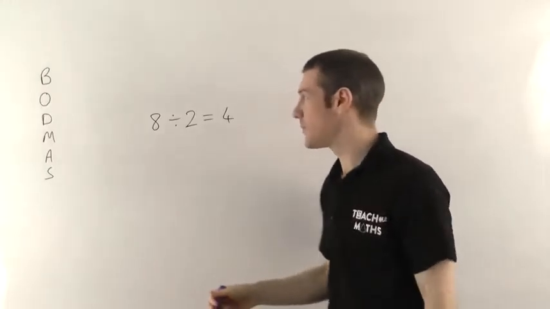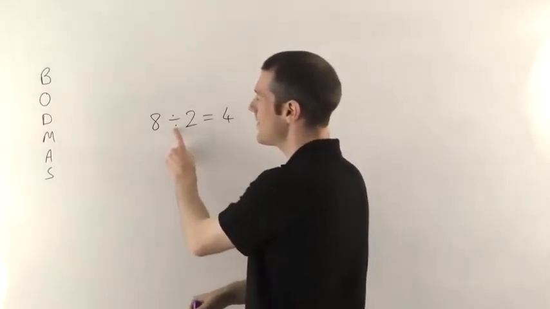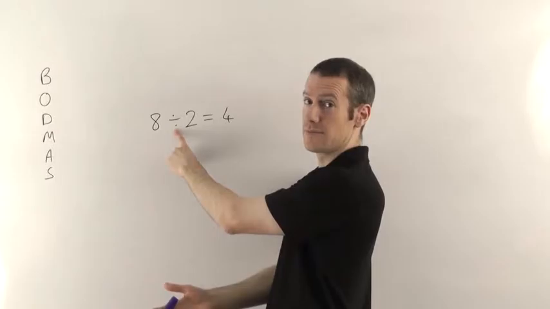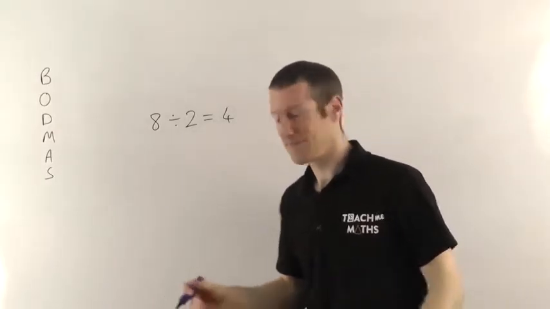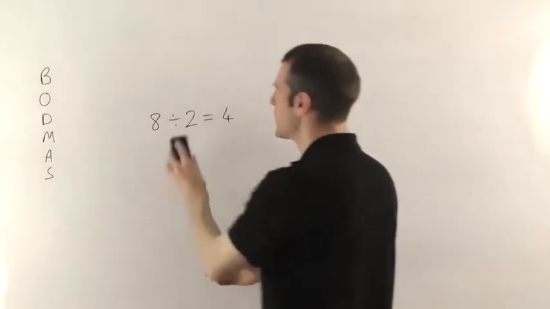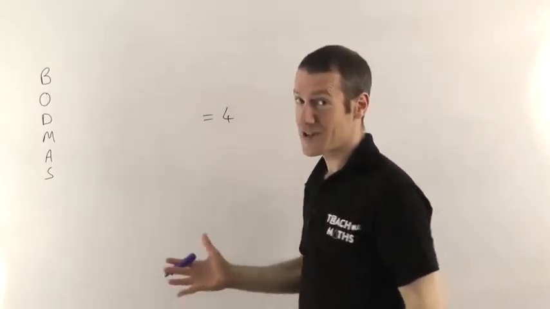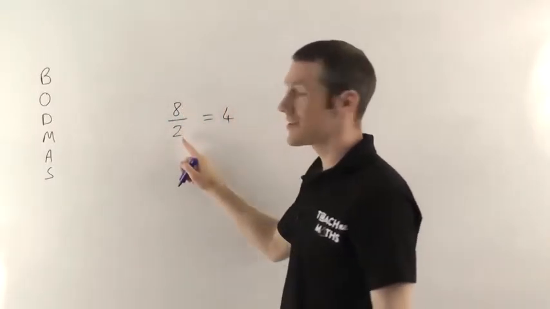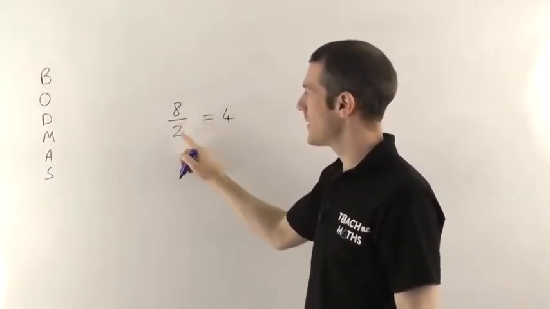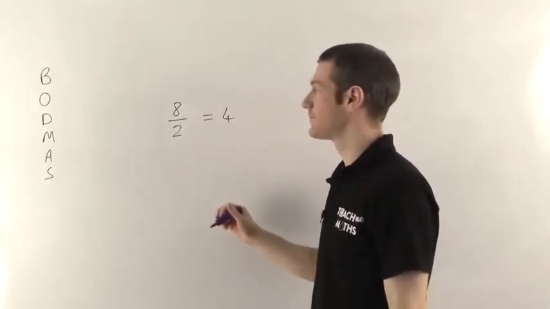But the important difference with algebra is that whereas with numbers you might write 8 ÷ 2 = 4, for example, in algebra we never use this division symbol. Never. So how do we divide things? Well, you do it with fractions. If you want to show 8 divided by 2, you have to write it as a fraction: 8 over 2 equals 4.